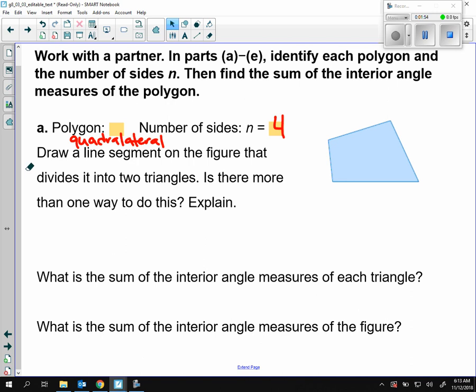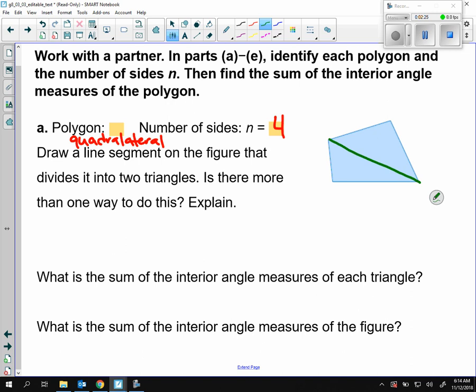So what we're going to do now is draw a line segment, so a line, so that it divides this shape into 2 triangles. So let's do it. So I drew a line that separates this quadrilateral into 2 different triangles. The next question is, is there more than one way to do this, and explain.